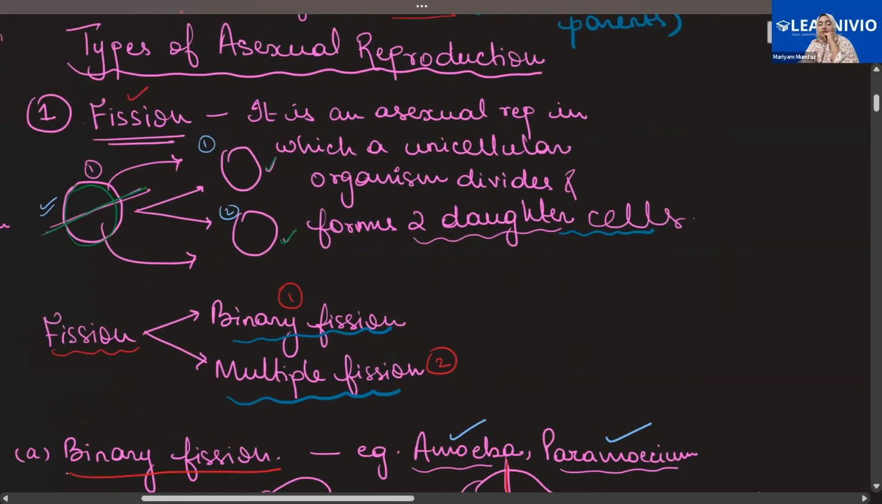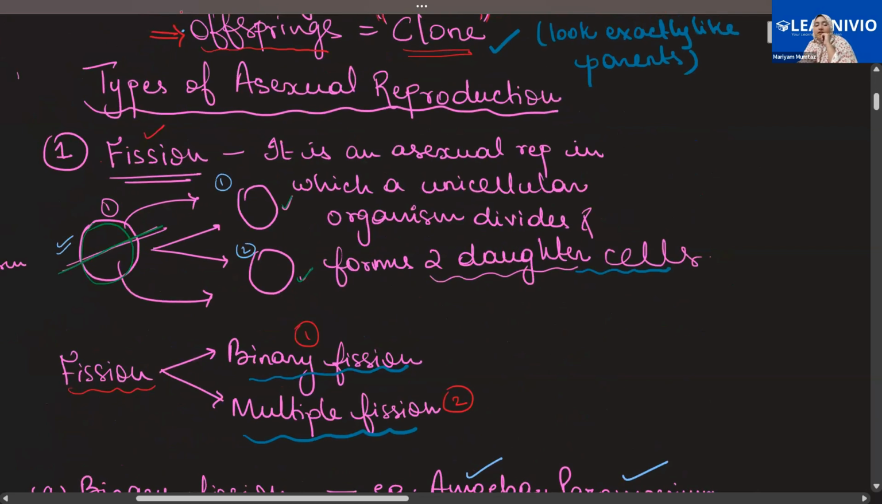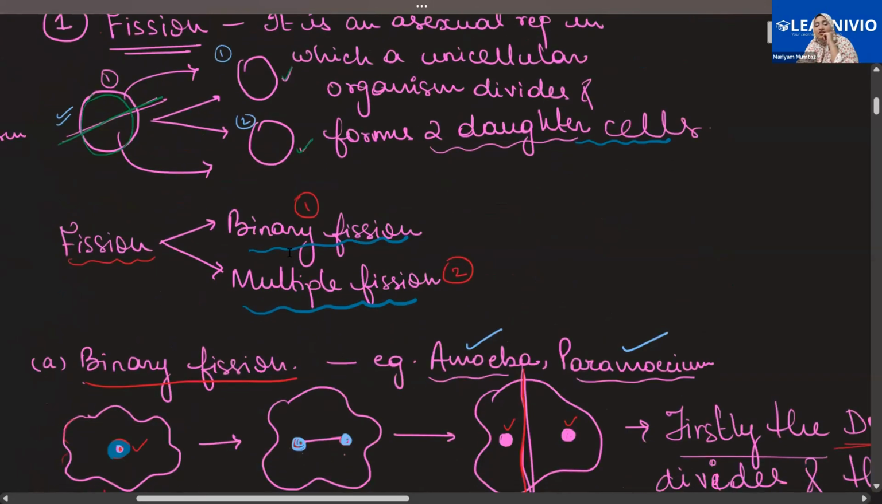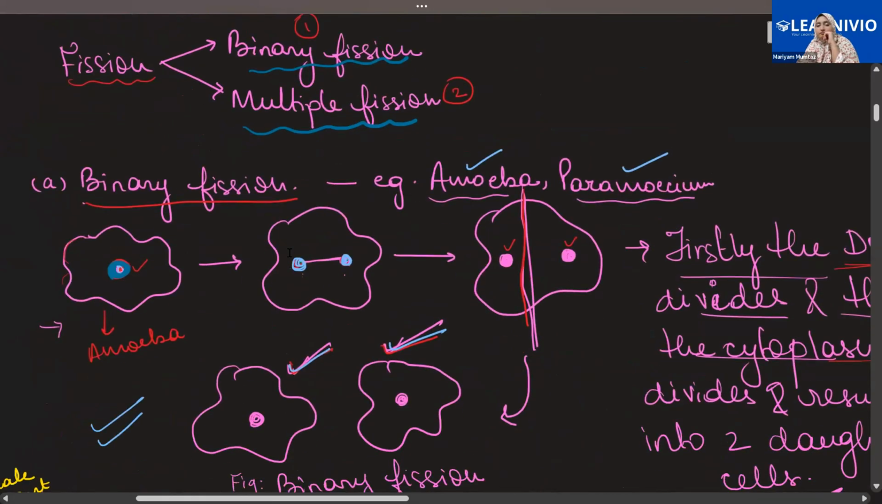The first one that we have is fission. In the case of fission, there is only one cell, and that one cell further splits into two cells. Sort of, that one cell is dividing into two daughter cells. Okay, now fission is further of two types, binary fission and multiple fission.